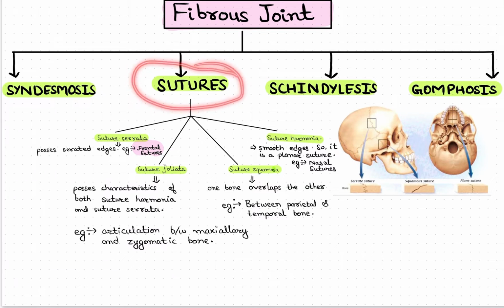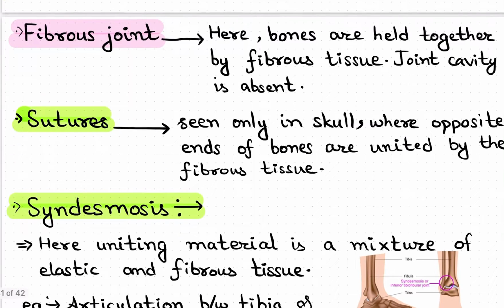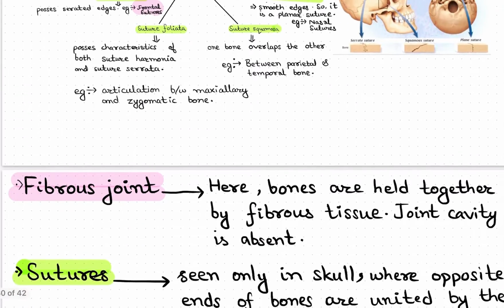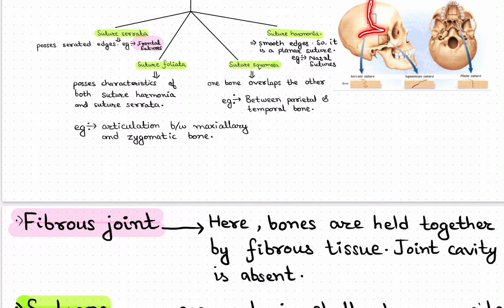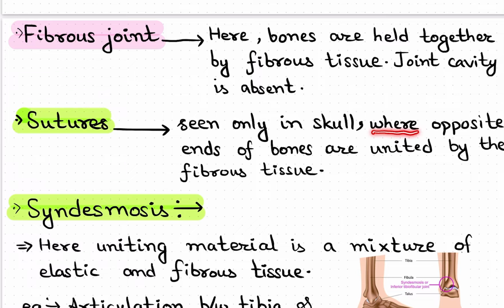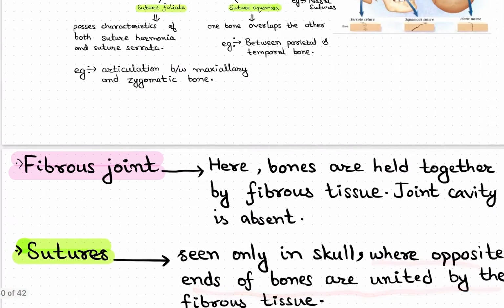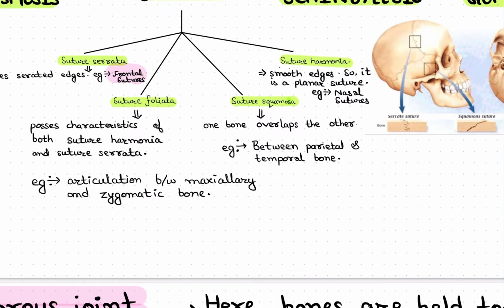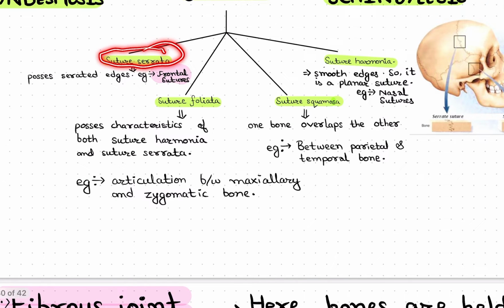What are these sutures? Now sutures are seen only in skull. This is one important point. If you see in your skull, these fibrous joints are known as what? Sutures. So in sutures, opposite ends of bone are united by fibrous tissue. This is the end of one bone and this is the end of other bone. So this fibrous joint between these two flat bones constitute sutures. These sutures are further classified as suture serrata, suture foliata, suture squamosa, and suture harmonia.